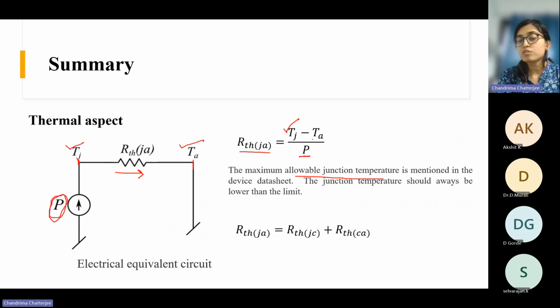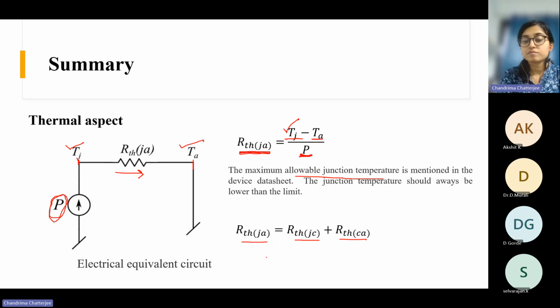And you also know the ambient temperature. So these two quantities are known. And analytically, you can find out what will be the power loss in the device. So in that case, you can find out R thermal junction to ambient, the required R thermal junction to ambient. And this junction to ambient resistance is the summation of junction to case resistance and case to ambient resistance.